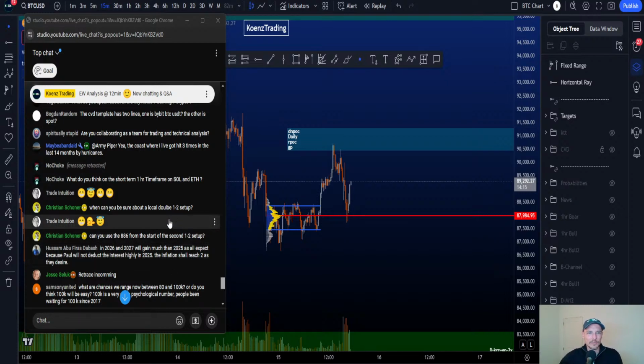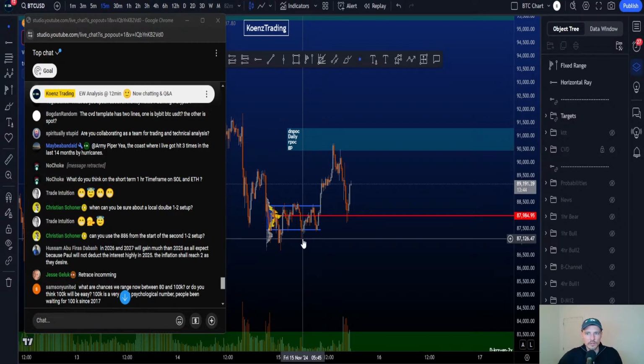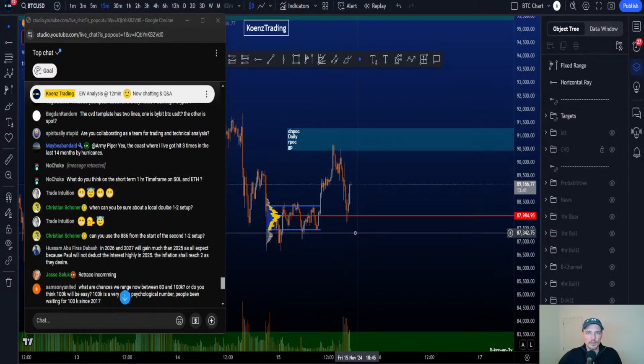So when can you be sure about a double 1-2 if you get your wave 3? Especially once you have a second one that would be this big, which is just not common. You can only in hindsight say, this is your double 1-2, and then your 3 is where you realize it was a double 1-2. It's just not the highest probabilities. Can you use the 886 from the start of the second 1-2 setup? Yes, but if you take it from this low here at 87.1 to the high, and price hits the 886 here, then what you know now is that the probabilities are very low for a double 1-2 because wave 2 hit the 886.